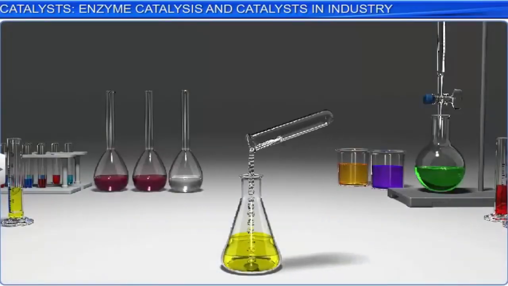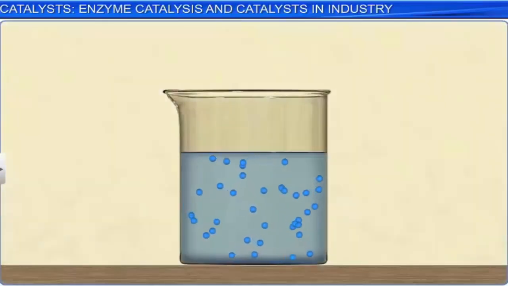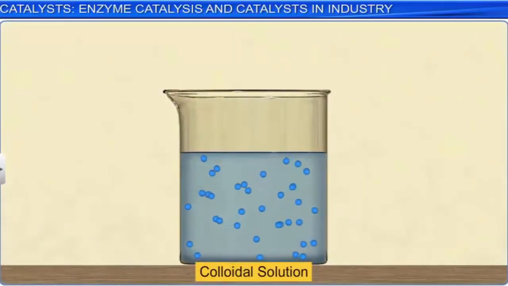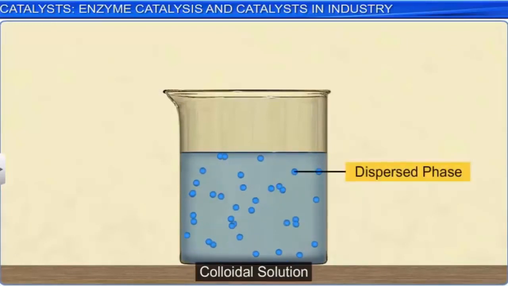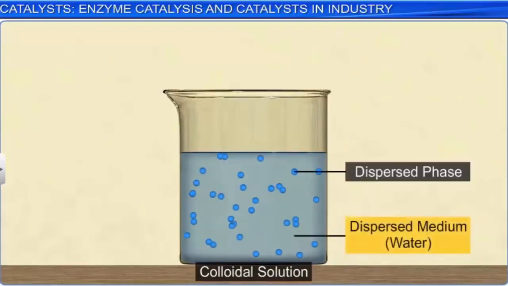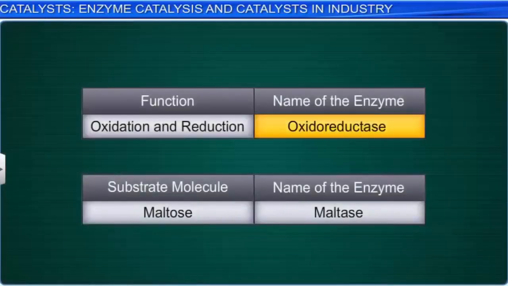Enzymes form a colloidal solution in water. A colloid is a type of mixture in which one substance is dispersed evenly throughout another. Every enzyme has a functional name that classifies it in terms of the kind of reaction it catalyzes, or has a specific name that usually consists of a part of the name of the substrate molecule. A molecule that is acted upon by the enzyme is referred to as the substrate molecule.